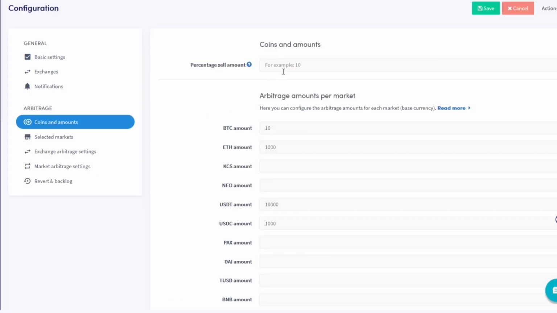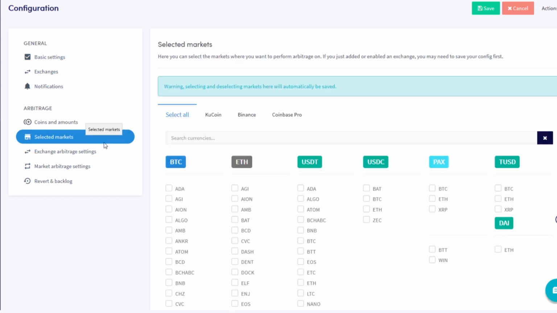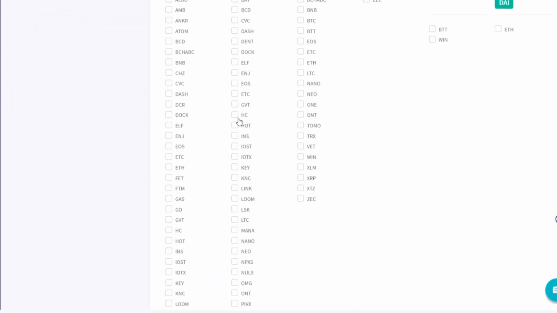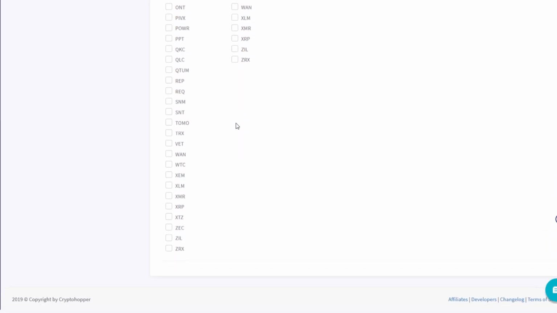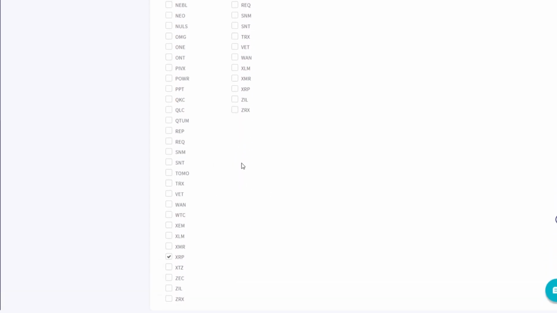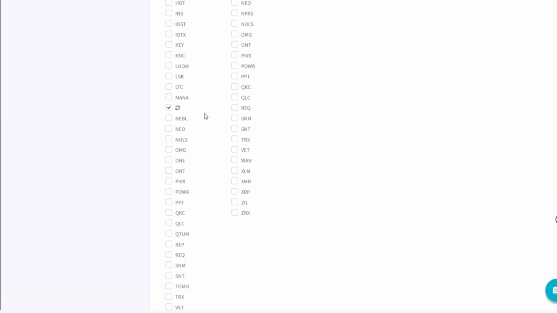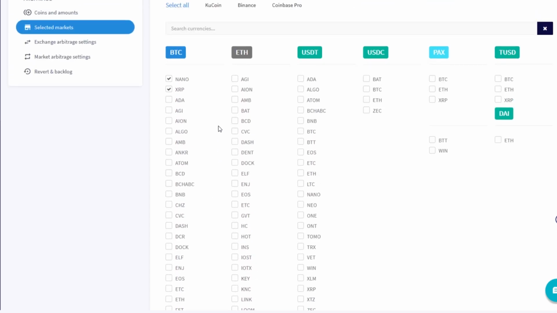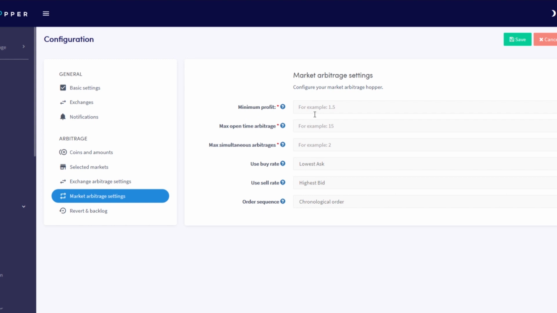Configure the amount your hopper can use. Select the coins that your hopper can do its arbitrage with. If your hopper isn't fast enough, you can sometimes get stuck with certain coins. Think about whether you want to select every coin, or only coins with high volumes that you fundamentally want to invest in as well.